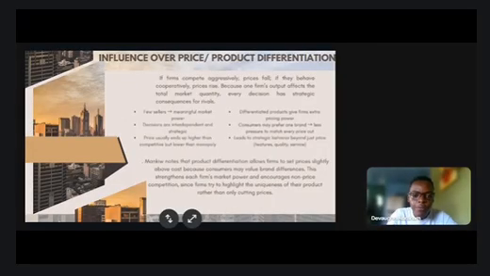Next, the influence over price and product differentiation. If firms compete aggressively, prices fall. If they behave cooperatively, prices rise. Because one firm's output affects the total market quantity, every decision has strategic consequences for rivals. So the main takeaways of this are that few sellers lead to meaningful market power. Decisions are interdependent and strategic, and prices usually end up higher than competitive but lower than monopoly.